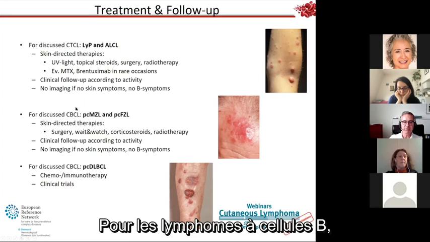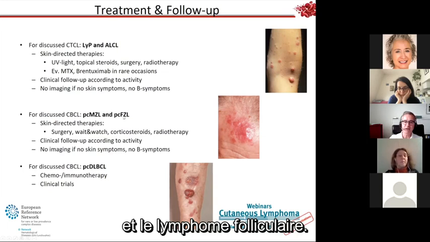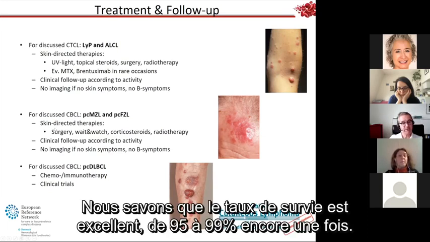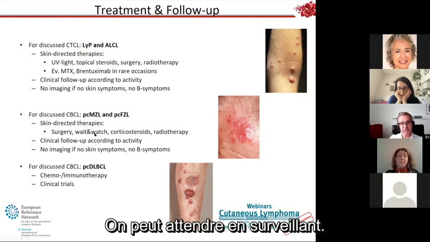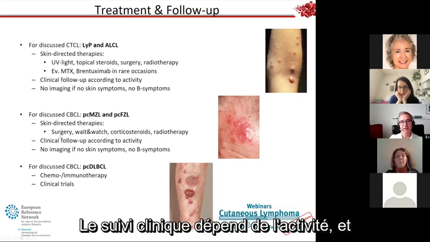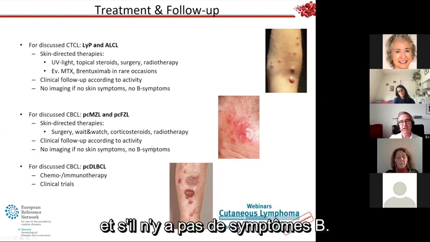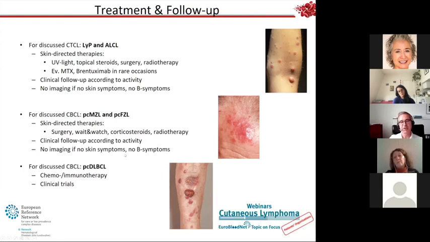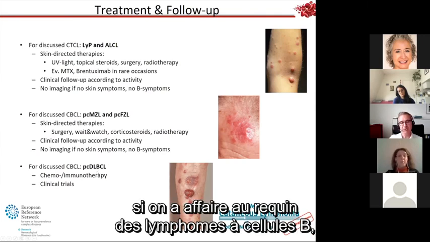For the B-cell lymphomas, I was discussing with you the marginal zone lymphoma and the follicle center lymphoma. We also know that their survival rate is excellent, 95 to 99% again. So only skin-directed therapy; wait and watch is an option, surgery, steroid is an option, or radiotherapy. Clinical follow-up is again according to activity, and no further analysis once the diagnosis is established and if there are no B symptoms around.